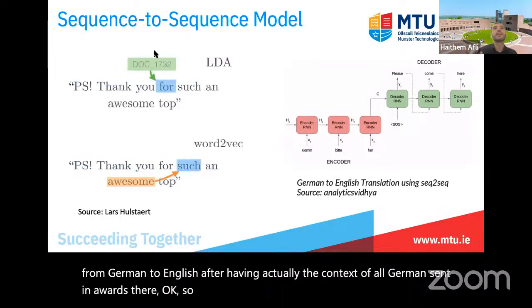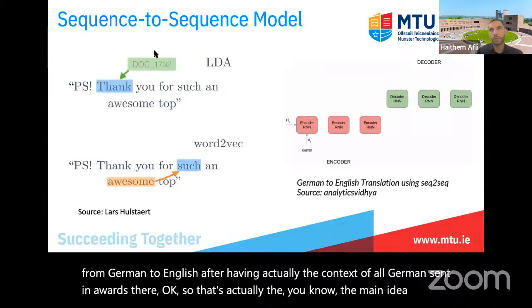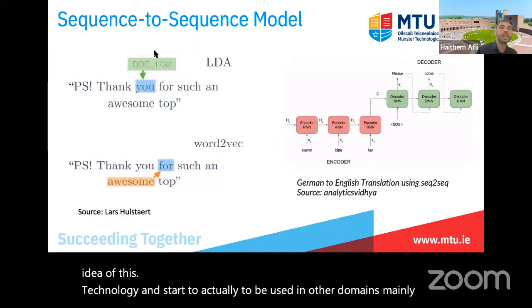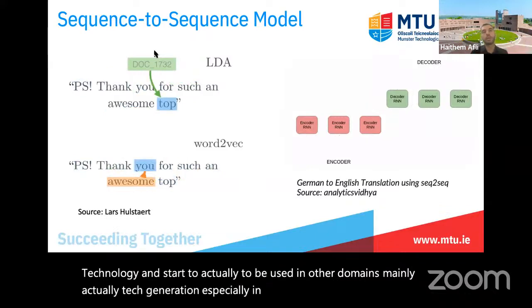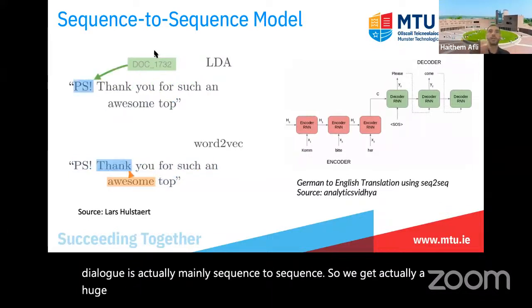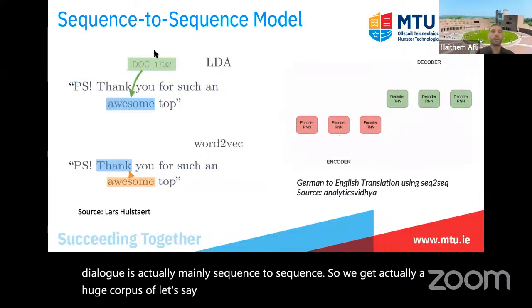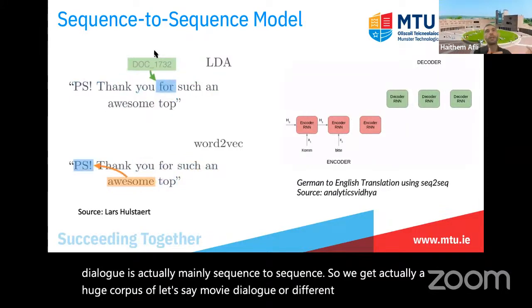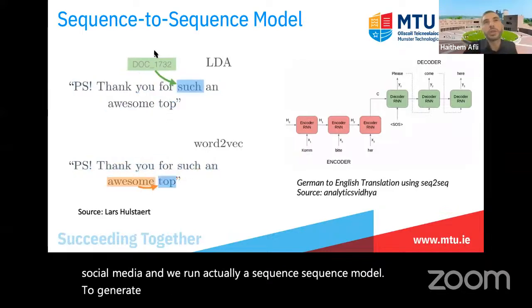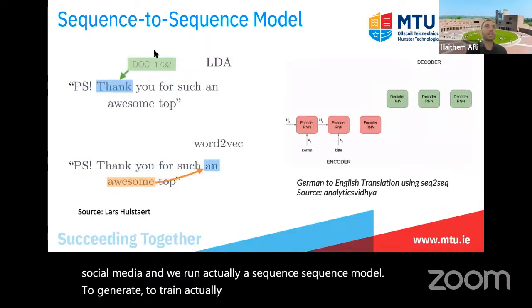That is the main idea of this technology, and it started to be used in other domains, mainly text generation, especially in dialogue. Dialogue is mainly sequence to sequence. So we get a huge corpus of, let's say, movie dialogue, or discussions from social media, and we run a sequence to sequence model to train, let's say, a chatbot.